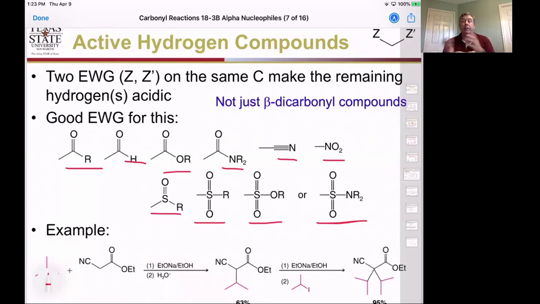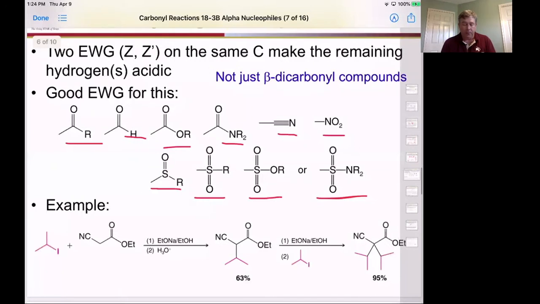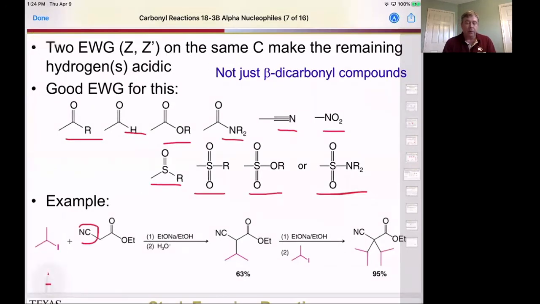So you can have an unsymmetrical system as long as you have two electron withdrawing groups and they have that alpha carbon in between them. You can make the compounds very acidic and do substitutions on them. One example here at the bottom has a cyano group as one of the electron withdrawing groups and an ester as the other electron withdrawing group.